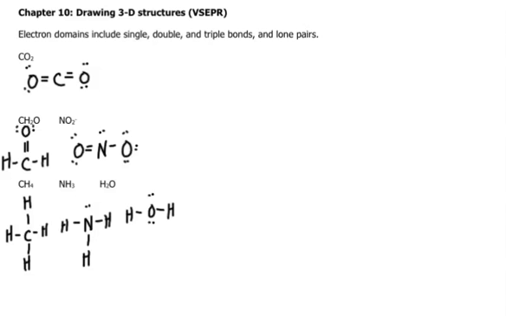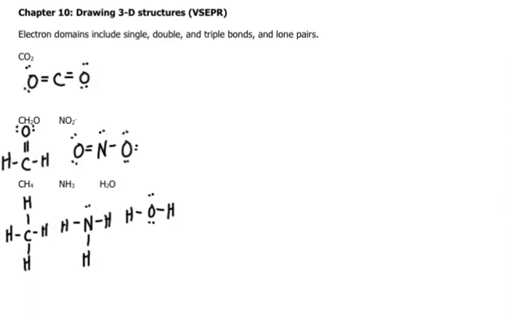Talk about drawing 3D structures using the VSEPR method. That's VSEPR. That stands for valence shell electron pair repulsion. And the idea here is that these electron pairs, which we are going to call electron domains, repel each other because they are all negatively charged. And when they repel each other, they try to get as far apart from each other as they can. That is their most stable arrangement, when they are farthest apart.